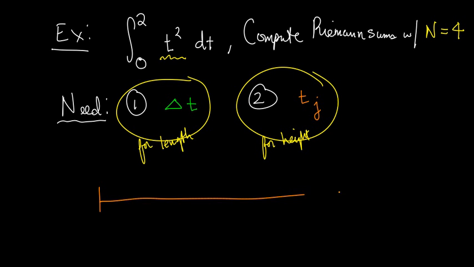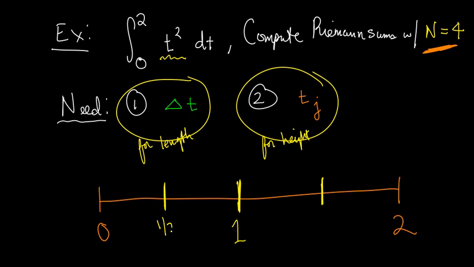Well, again, let's just look at the interval 0, 2. That's the region that we're integrating over. And we want to use n equals 4. So what are we going to do? Let's split up this interval into 4 equal subintervals. So let's cut it in half first and cut it in half another time. And so in the middle we have 1, of course. In the middle of 0 and 1 we have a half, and in the middle of 1 and 2 we have 3 halves. And so you see we have 1, 2, 3, 4 subintervals, all with length delta t equals a half.